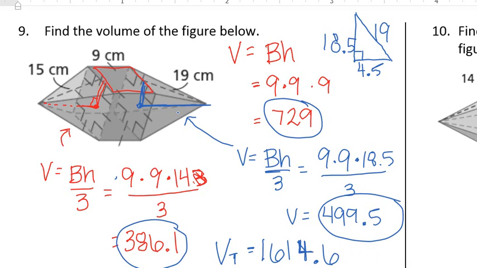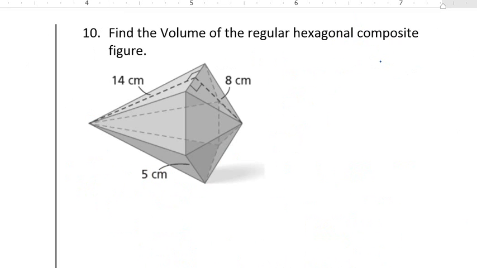Okay, so make sure you find each piece, and then you find their volumes to find their total. Number 10, find the volume of the regular hexagonal composite figure. So on this one, it gets a little bit more tricky because our base shape here is a hexagon. So we're going to have to find the apothem.